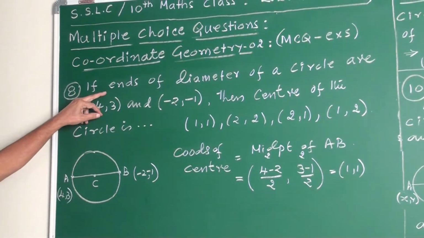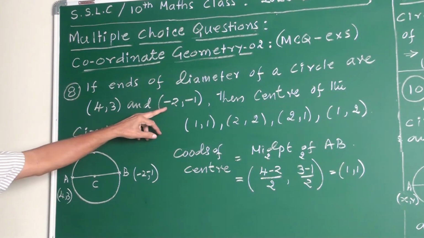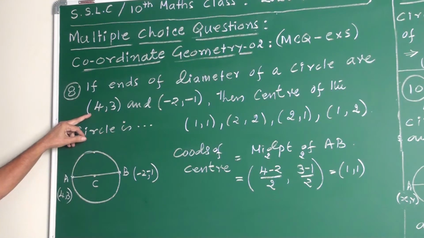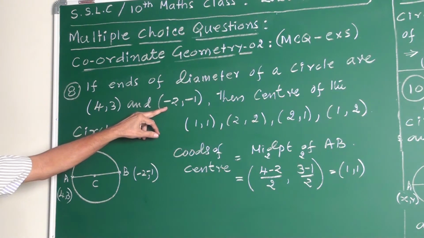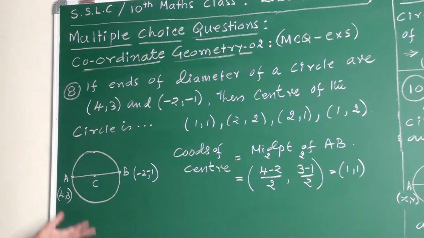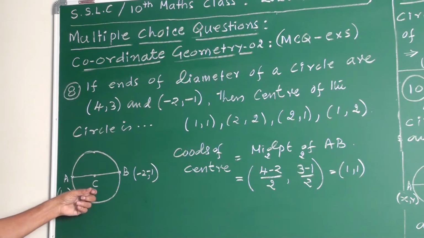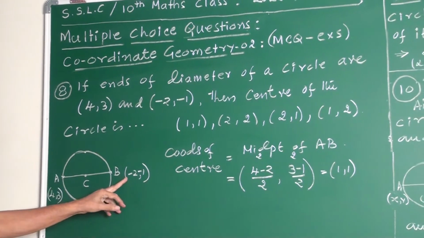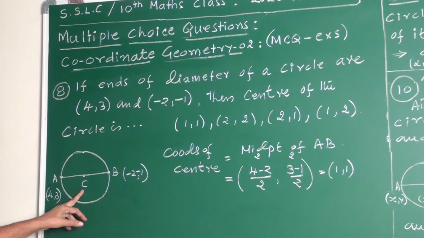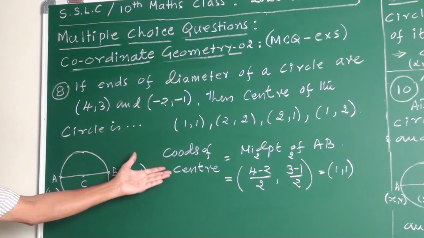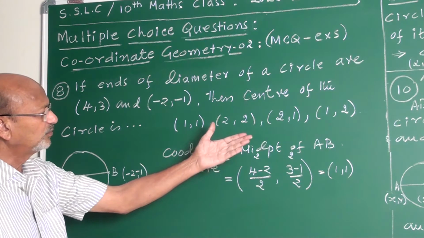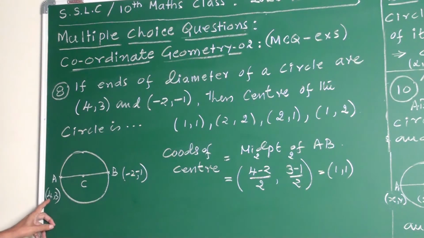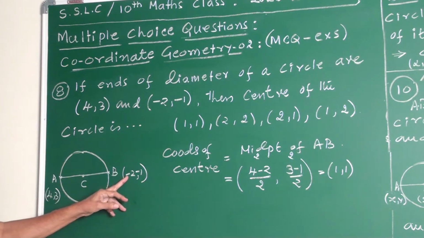If ends of a diameter of a circle are (4, 3) and (-2, -1), then the center of the circle, directly midpoint formula. This is the very simple example you can expect, my friends. Ends of the diameter are given. You wanted center. What is center? Midpoint of AB. What is midpoint? (4 minus 2) upon 2, (3 minus 1) upon 2.